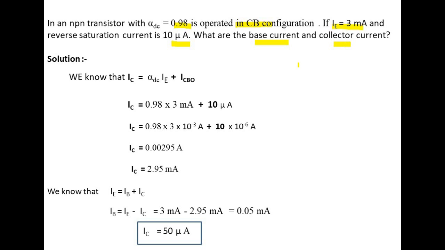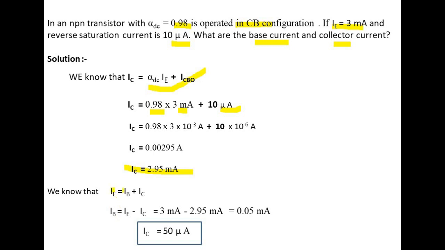We know that IC is equal to alpha DC IE plus ICBO. So IC will be equal to, putting the value of alpha DC 0.98, into 3 milliampere plus 10 microampere. So we have got after calculation IC as 2.95 milliampere.